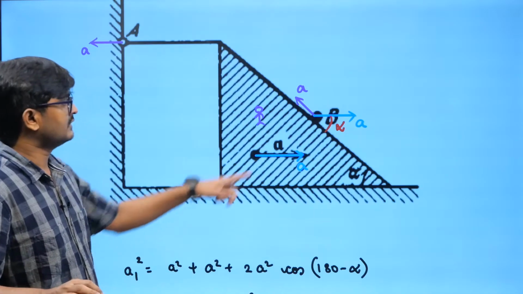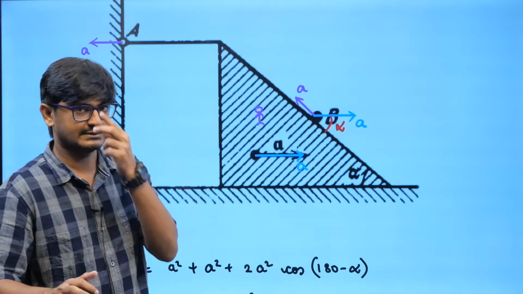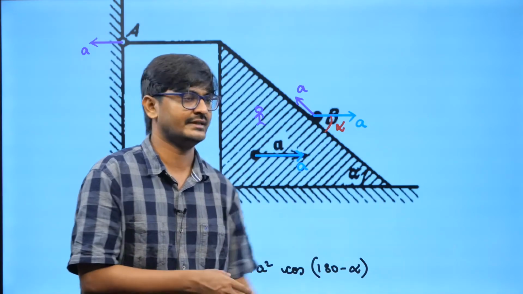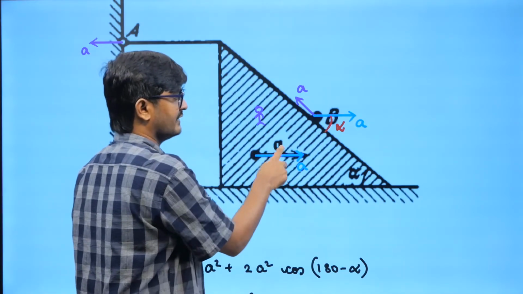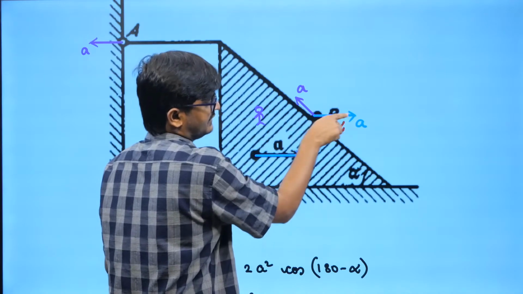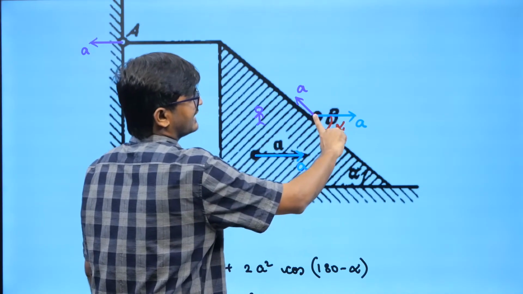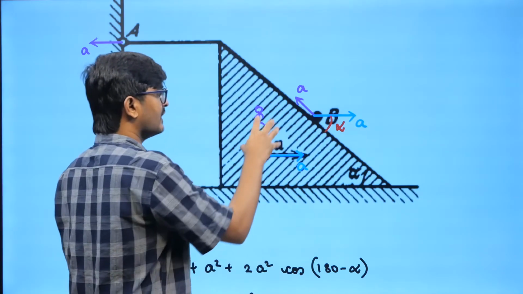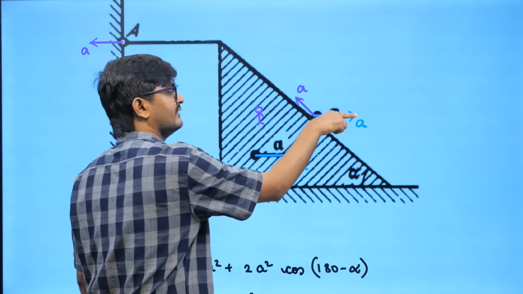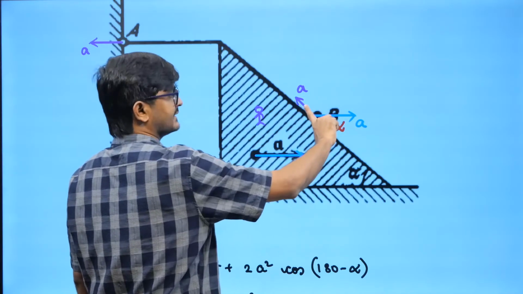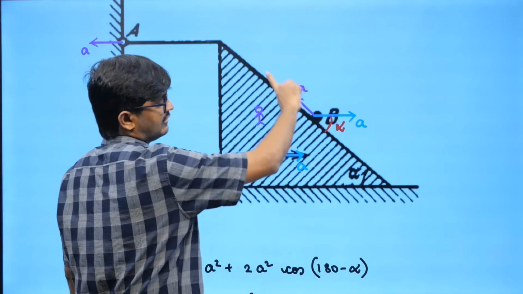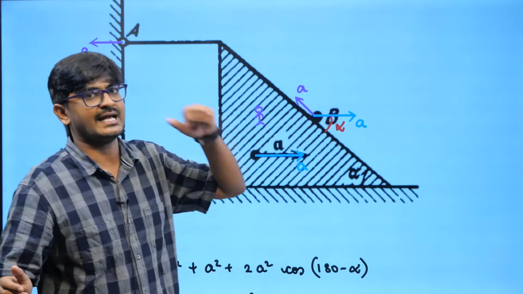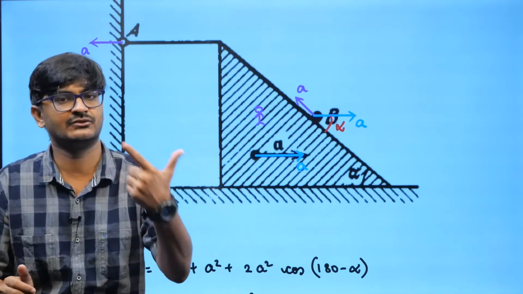Now this acceleration, I can break it into two parts. Acceleration is a vector quantity, so I can see it as acceleration of the wedge plus acceleration with respect to the wedge. Acceleration of the wedge is small a, given. Forget for now that this is small a; I will show you why it is small a. Acceleration with respect to the wedge will be along the incline only. That you must be knowing, right? So I see this acceleration as acceleration of the wedge plus acceleration with respect to the wedge.